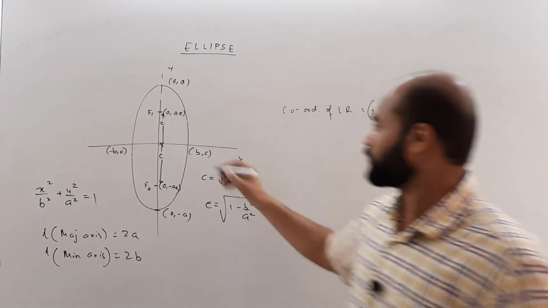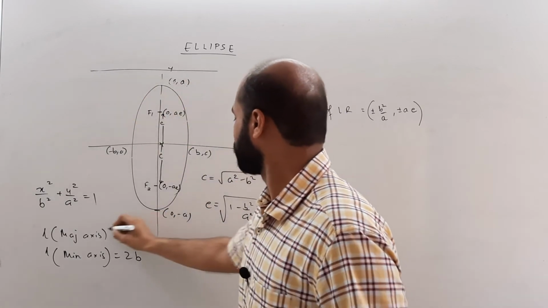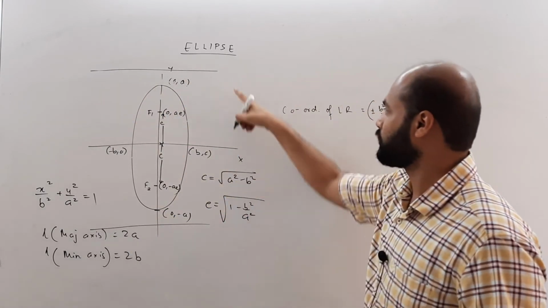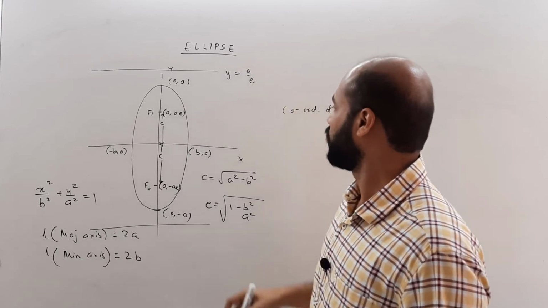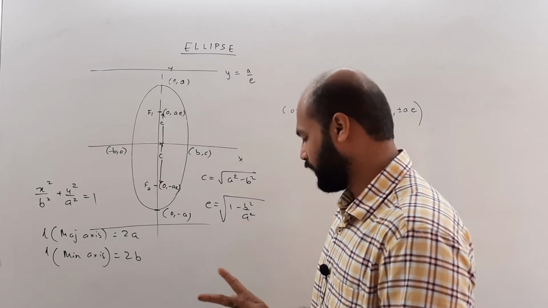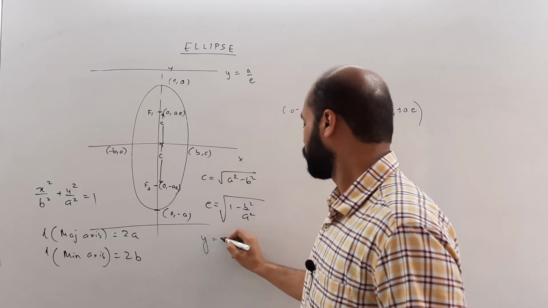Of course, the directrix now, the directrices are going to be like this. These directrices we can write as y is equal to a by e, and this is going to be y is equal to minus a by e.